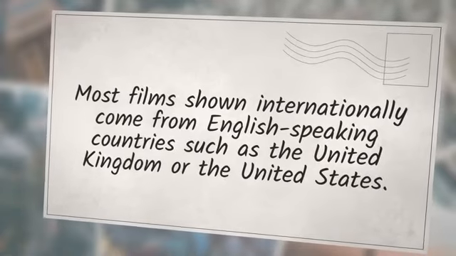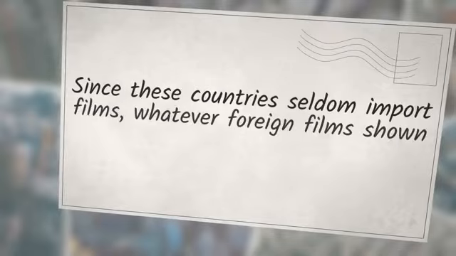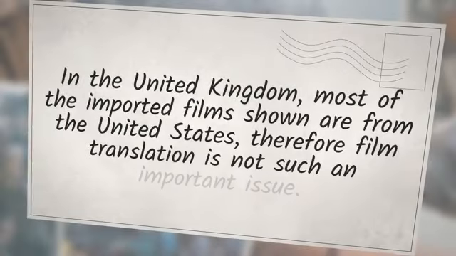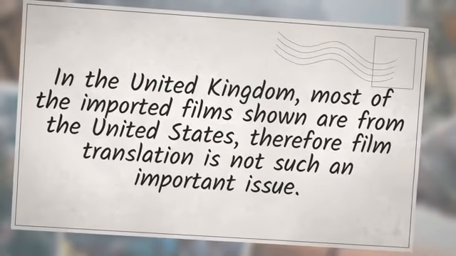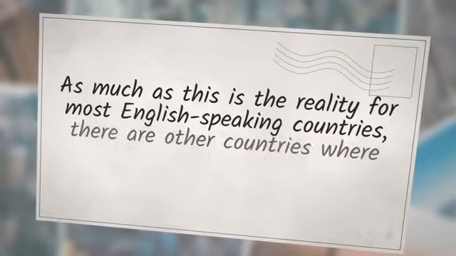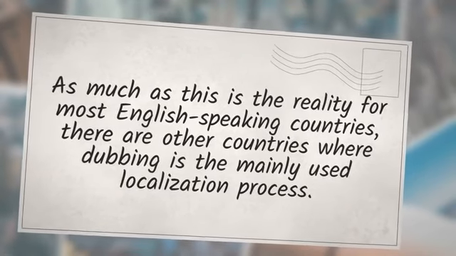Most films shown internationally come from English-speaking countries such as the United Kingdom or the United States. Since these countries seldom import films, whenever foreign films are shown in their theaters, they use subtitles rather than dubbing. In the United Kingdom, most of the imported films shown are from the United States, therefore film translation is not such an important issue.